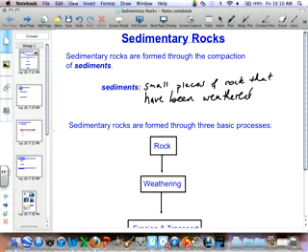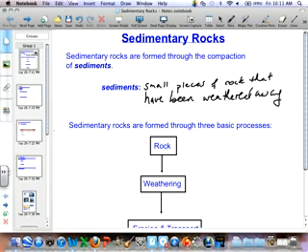Alright, so when we look at sediments, it's just small pieces of rock that have been weathered away. Now, one of the things I really want you to understand is that sedimentary rocks are rocks that are formed from the pieces of a bunch of other rocks. And then there's a process by which we actually create the rock.